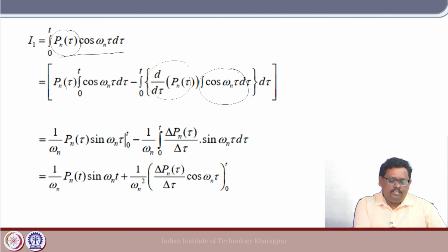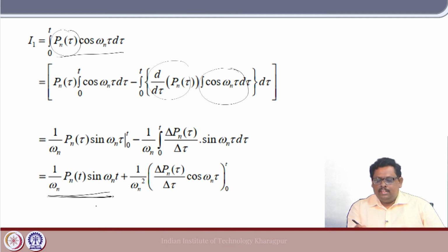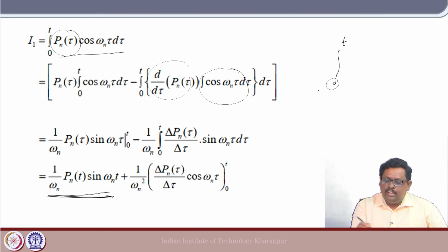Now, here also I am writing 0 to tau. Now, if you see here, when I do that for 0 to t, since sin 0 equal to 0, we are only having the final term. So, that means we are integrating from 0 to t. If I do that, since the sin 0 equal to 0, we are only having the final term, right.